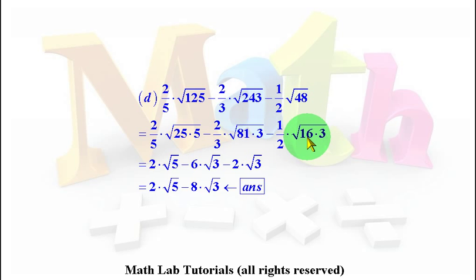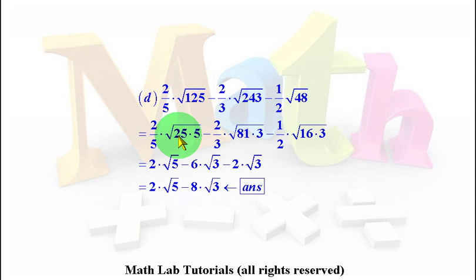Okay, if you can't figure out these perfect squares over here, I suggest you go back to the perfect squares chart. Okay, we're always looking for the largest perfect square that divides into 125, the largest perfect square that divides into 243, and the largest perfect square that divides into 48. And those perfect squares are 25, 81, and 16. You can get those from the perfect squares chart. Let's continue. Now we're going to extract the perfect squares.